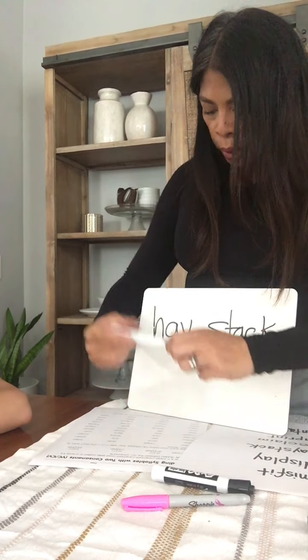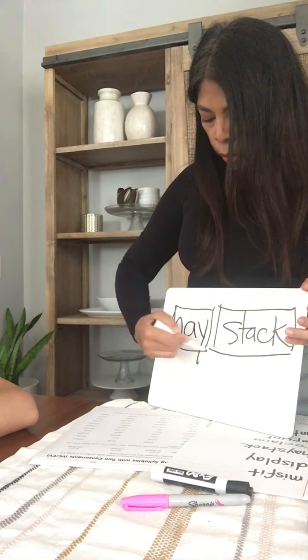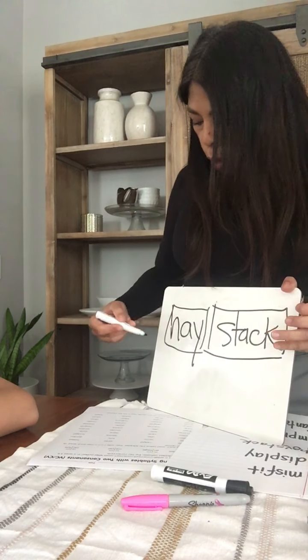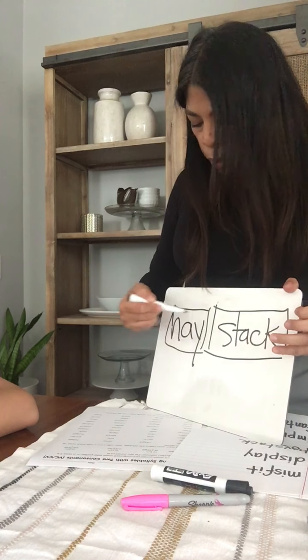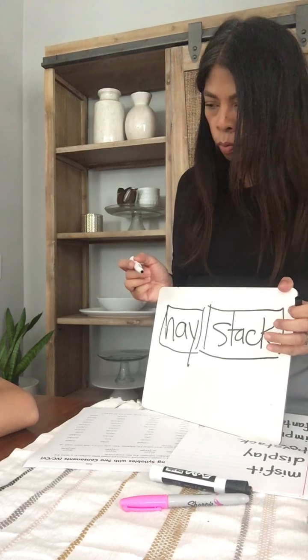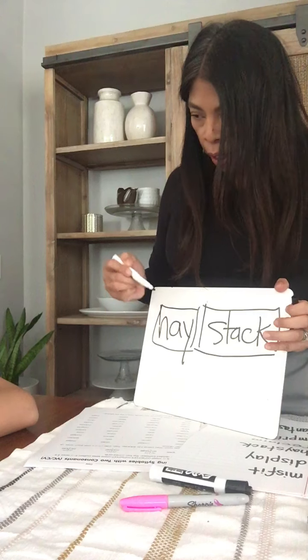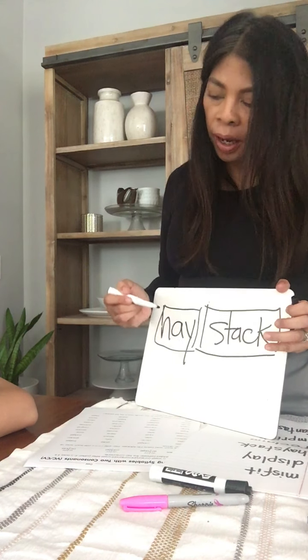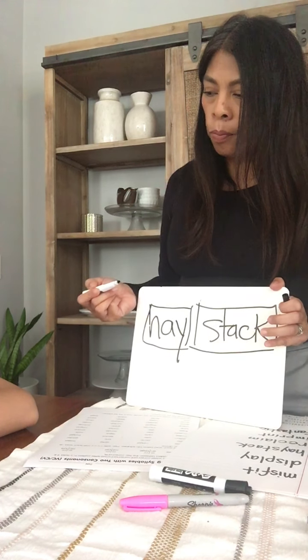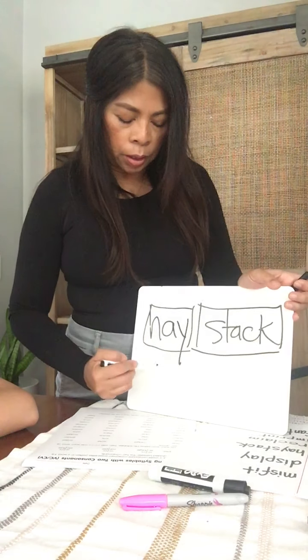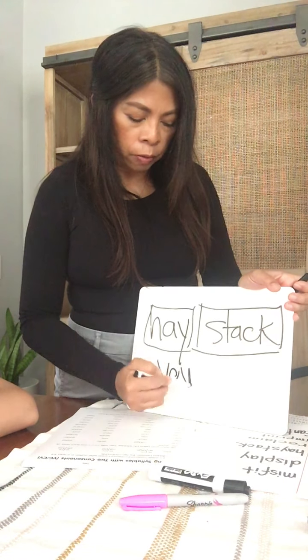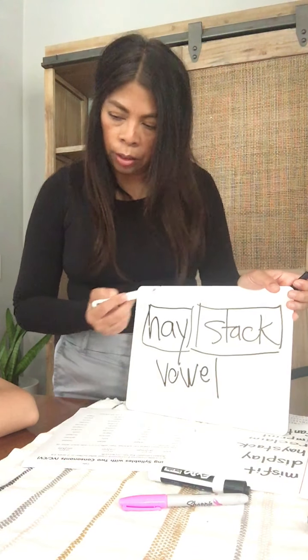Haystack. Haystack. And what do we notice when we break apart and we chunk out the syllables, we chunk out the word, and what do we see in each one? Two words. Two words, right? And each syllable always has to have what? Right? Each syllable always has to have a vowel, right?